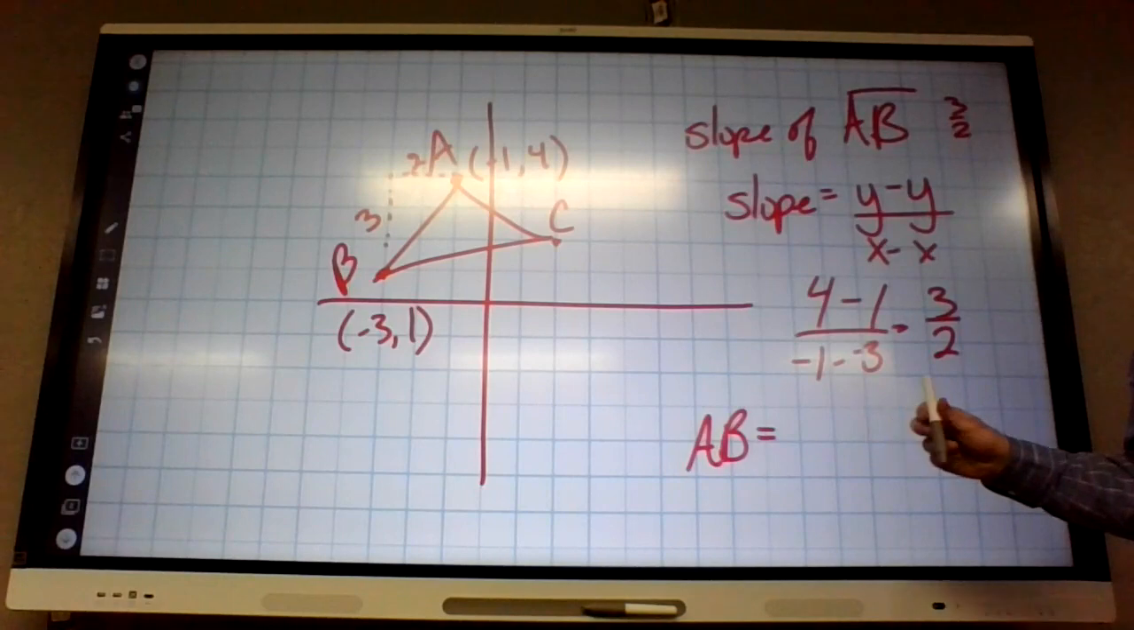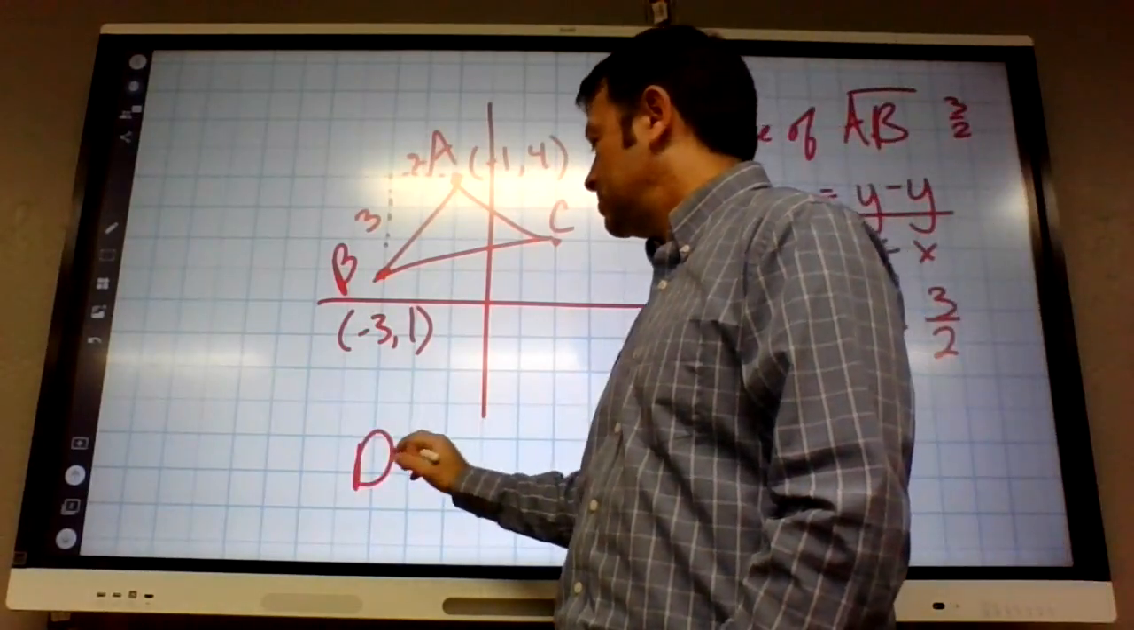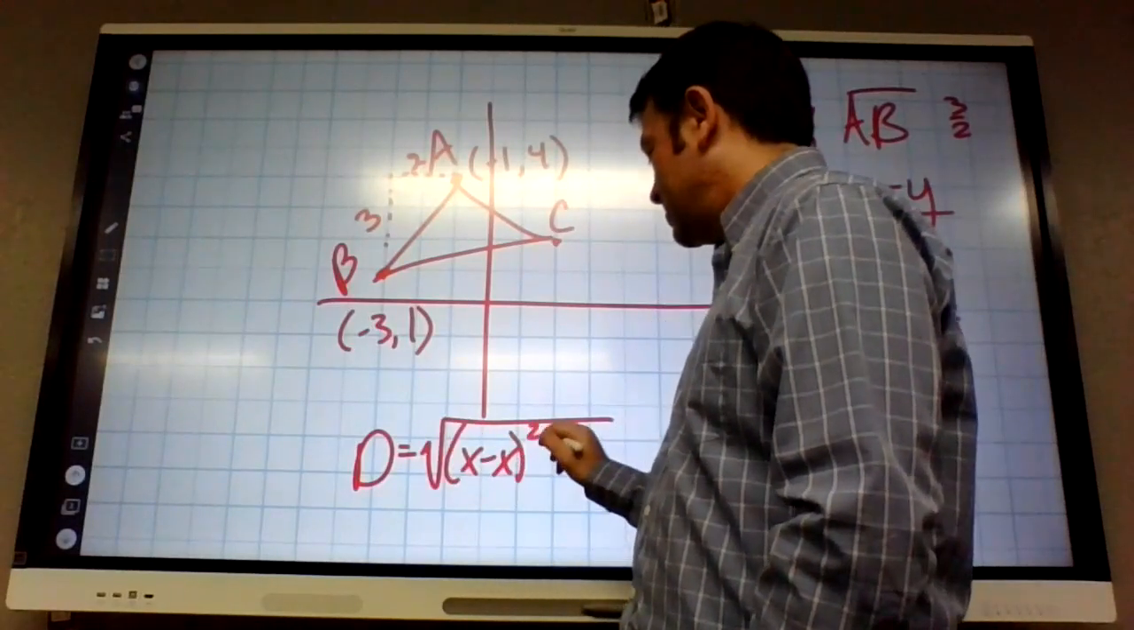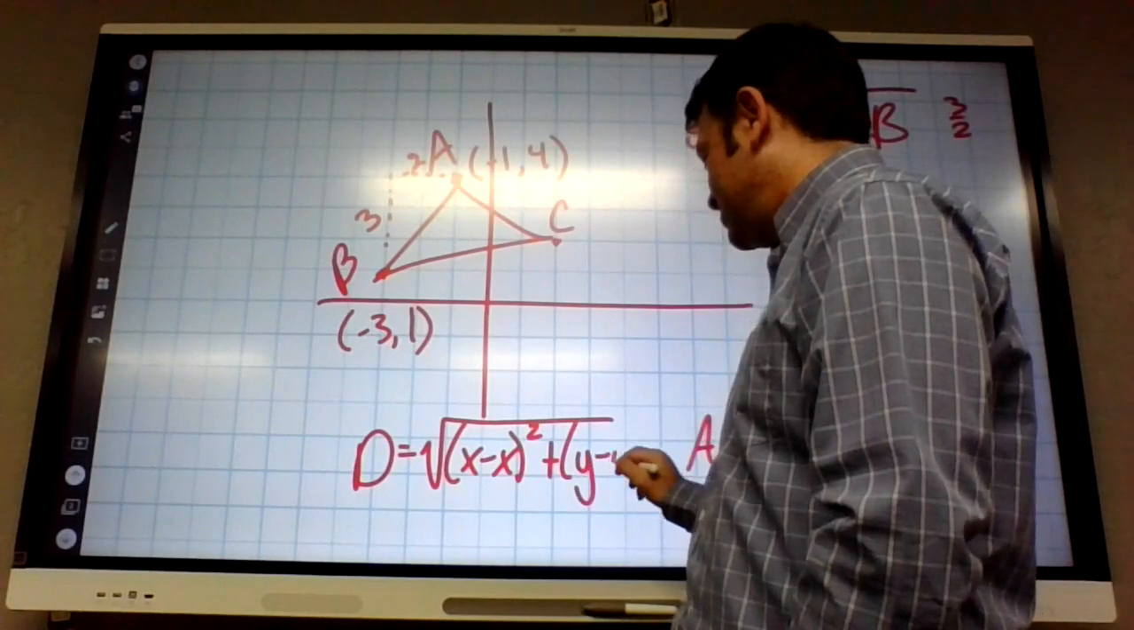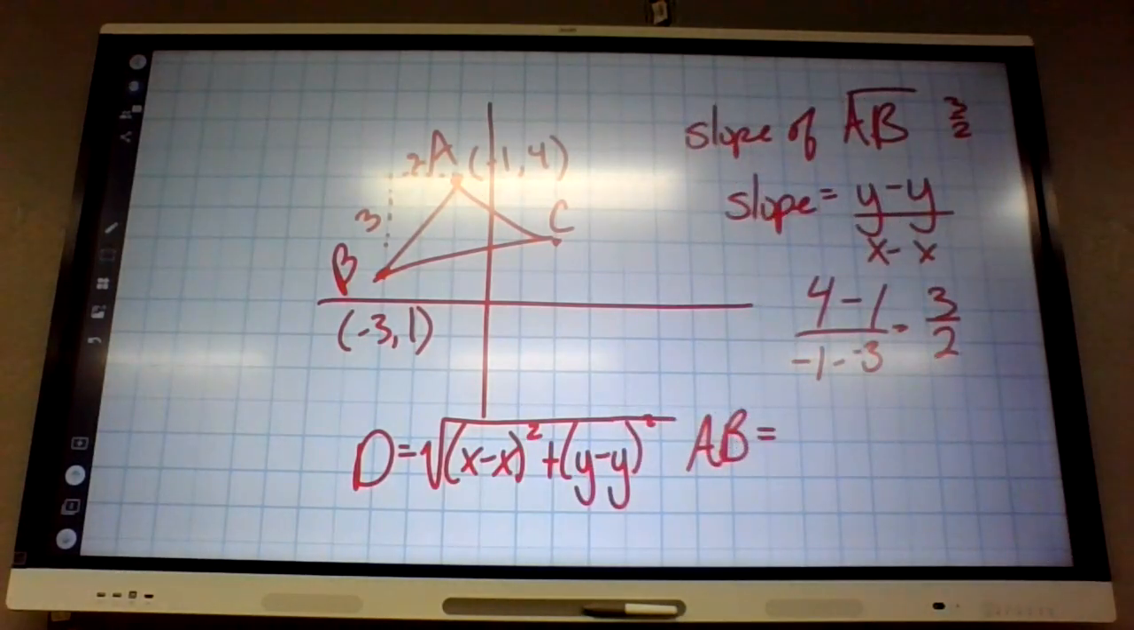Nobody remembers? Okay, distance formula. Square root. Length and distance are the same thing. The distance from A to B is the same thing as the length of segment AB.